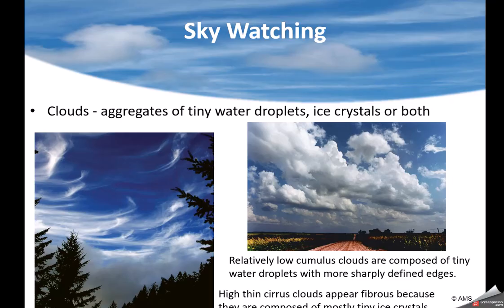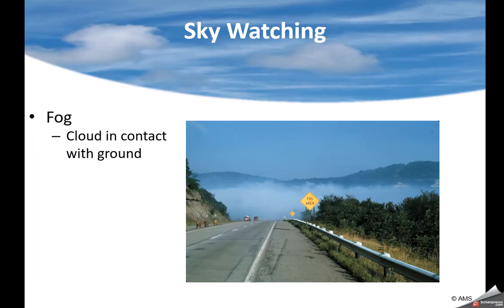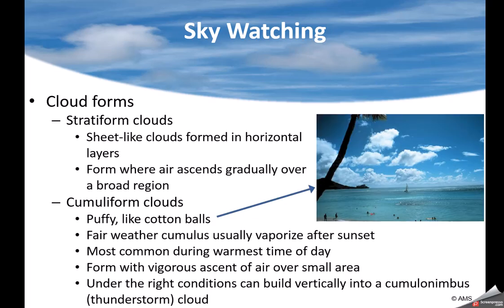Clouds. They're just ice crystals or water droplets. They're visible and they look different. Ice crystals look different than water droplets do. Water droplets tend to be darker. Ice crystals tend to be lighter. Fog literally is just clouds reaching the ground. There are various types of clouds too.